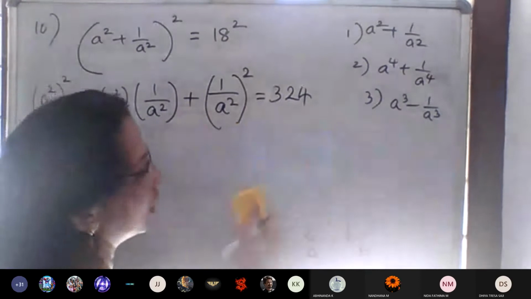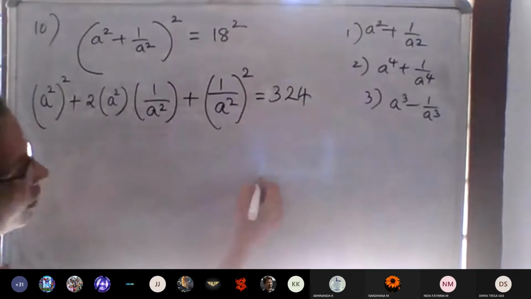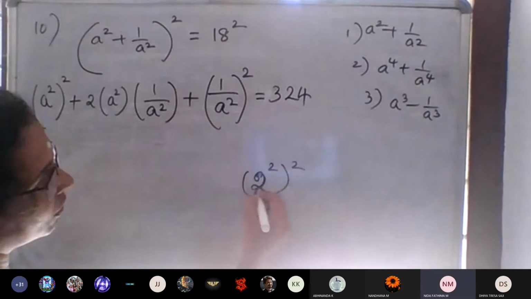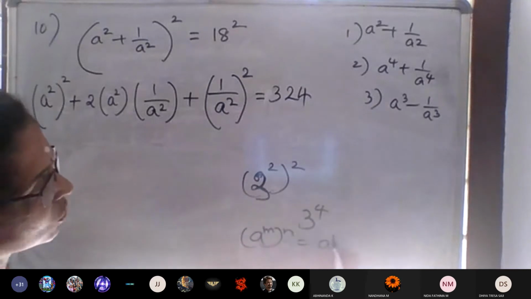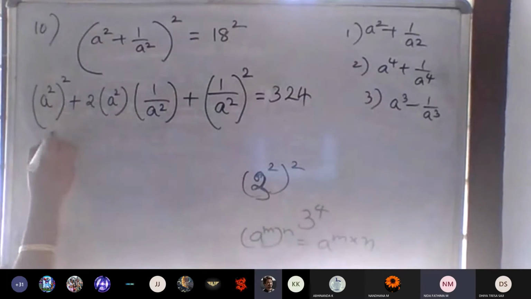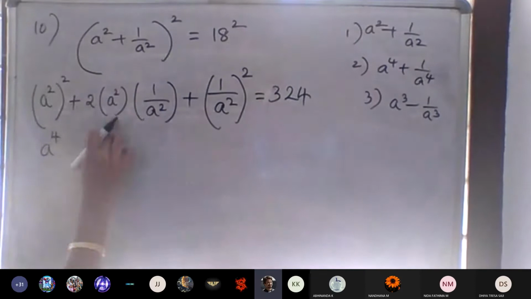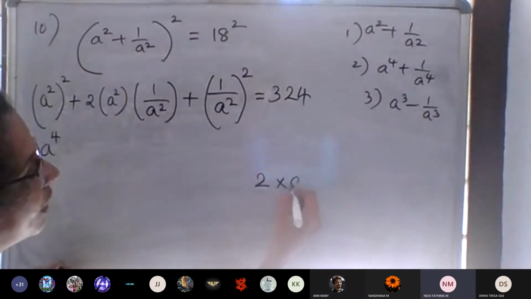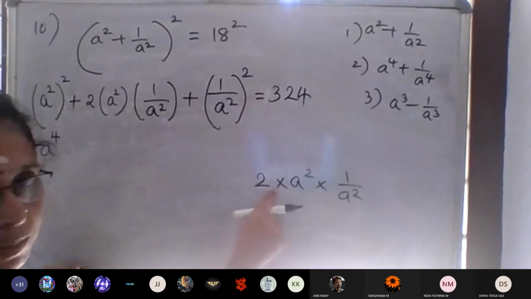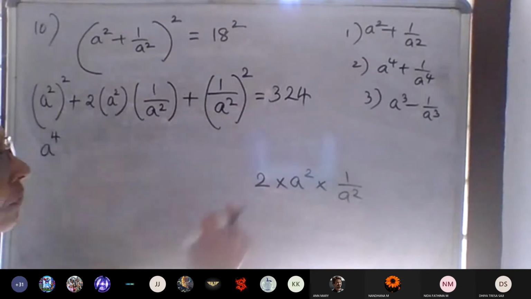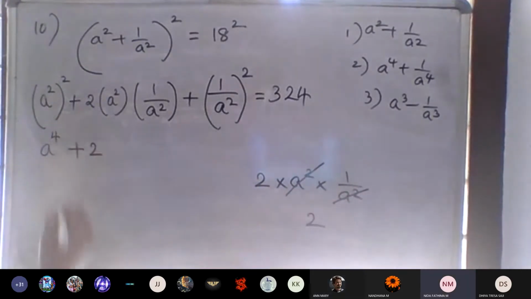Yes, ma'am. So a square the whole square will be what? a square, 2 square the whole square, a raised to 4. The rule is a raised to m the whole raised to n is equal to a raised to m into n. Then simplify this: 2 into a square into 1 by a square. I wrote brackets to avoid confusion; in bracket means into. a square and a square cancel, so the middle term will be 2.